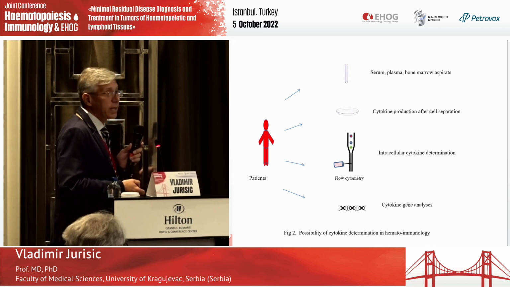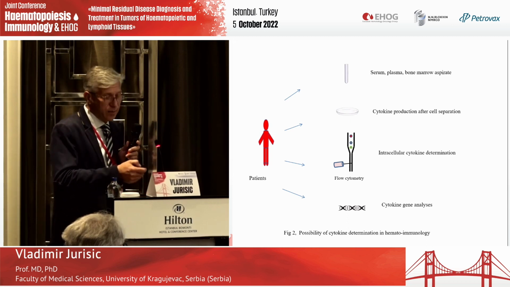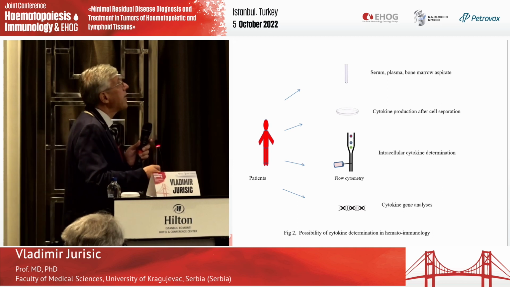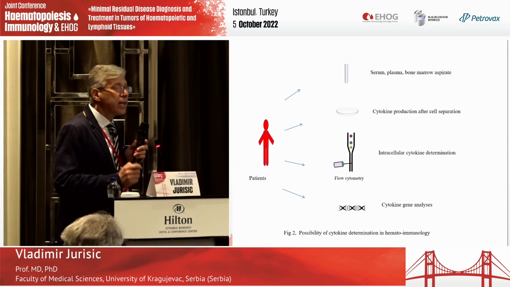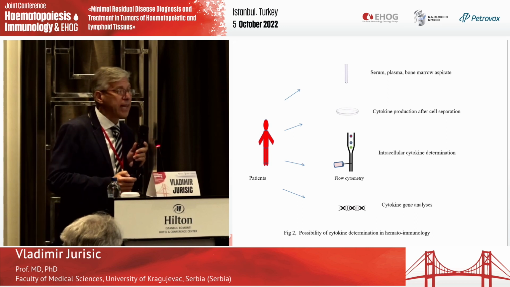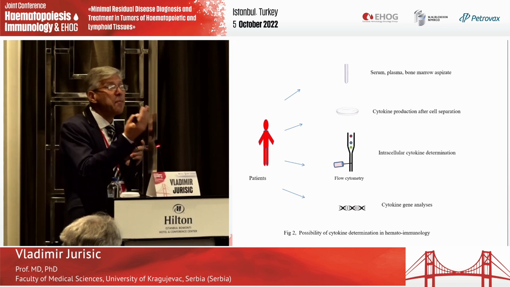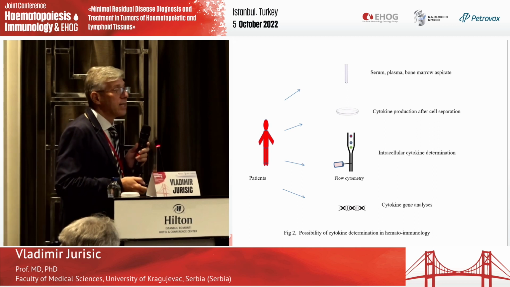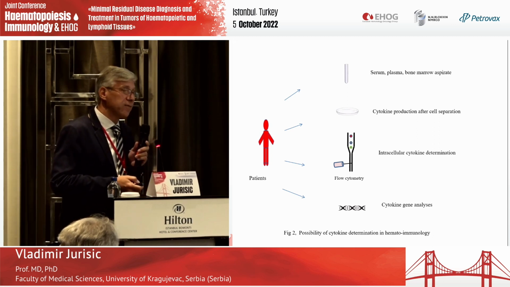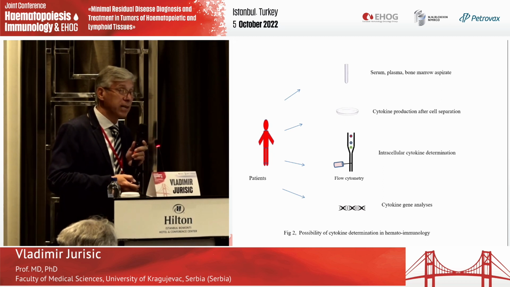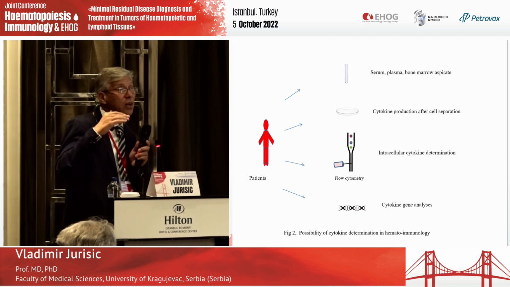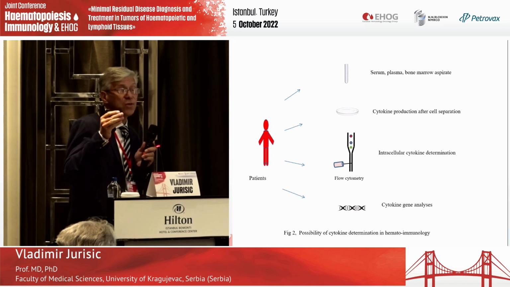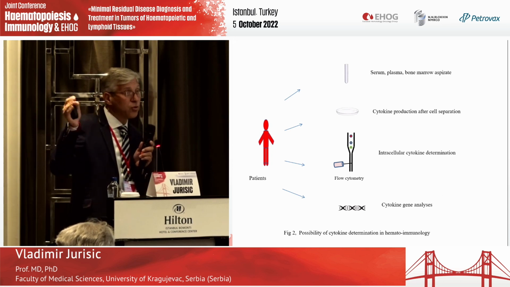Next is a complicated method to apply in everyday clinical practice: measuring cytokine produced from cells. For clinical application, the first step is to separate the type of cell that we need to analyze, for example CD3, CD4, CD8. We have successfully separated cells from multiple myeloma using immunomagnetic beads, and after 24 hours we look at the amount of produced cytokine.